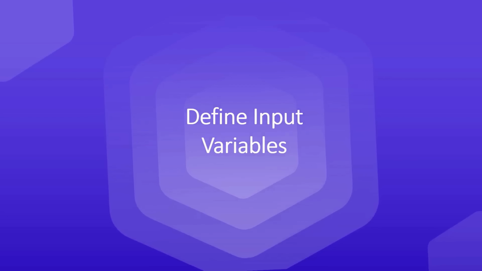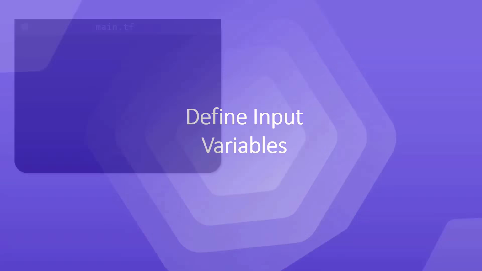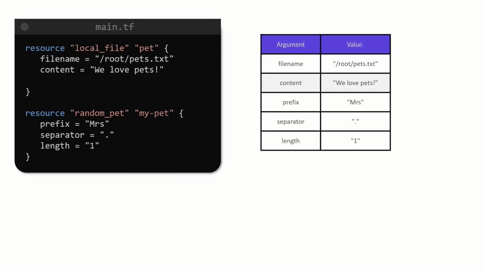In this lecture, we will see how to make use of variables in Terraform. We have used several arguments in our Terraform block so far. For the local file, we have a file name and content. And for the random pet resource, we have used the prefix, separator, and length as the arguments. Since these values are directly defined within the main configuration files, they are considered to be hard-coded values.